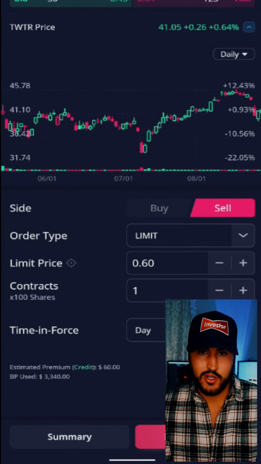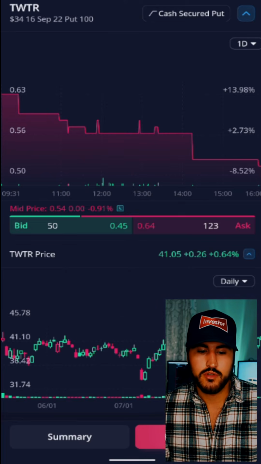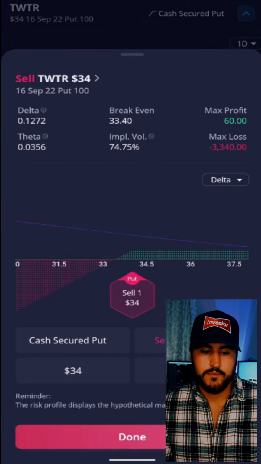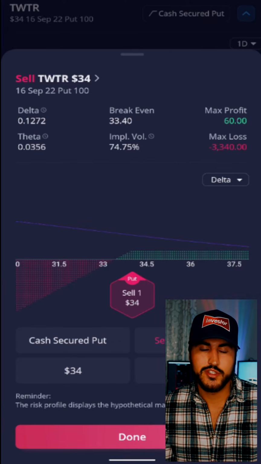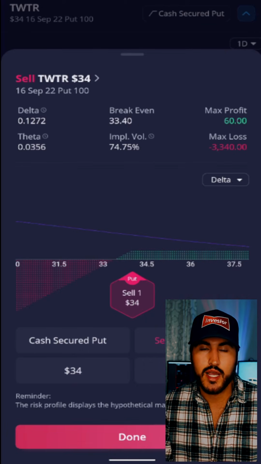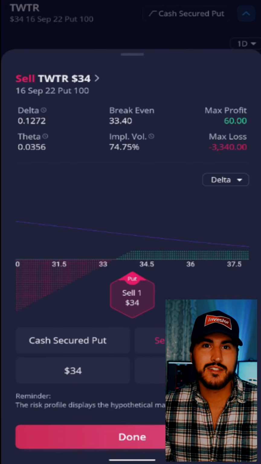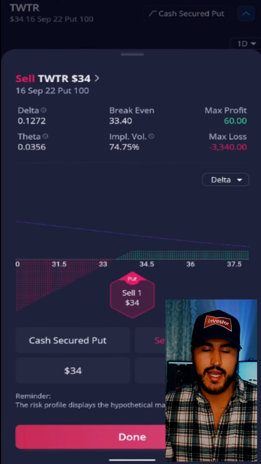Now cash secured puts are a little bit different, and I'm going to dive into this here as well. The best way to do it is to look at the P&L graph. So here we go. Here's our break even of $33.40. That is the strike price minus how much we got paid, which was 60 cents. The max profit is $60. 60 cents times 100 times the amount of contracts, which in this case was 1. And our max loss is negative $3,340. Let me explain what that actually means.